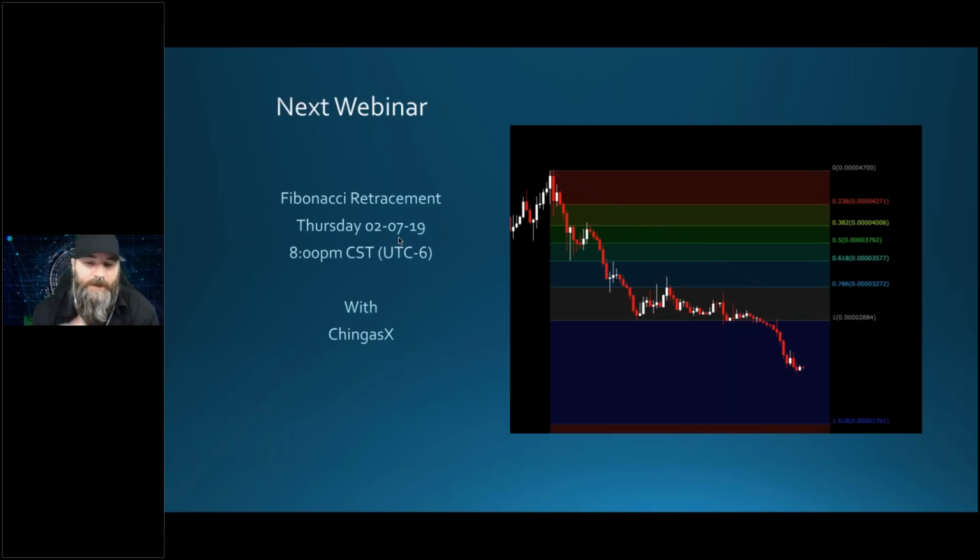It'll be 8 p.m. Central Time, which is UTC -6. All right, we'll go over fibs, the basics, how to use them, what they are, what they represent, and so forth. I'm not going to go through it right now, but this is just an example.